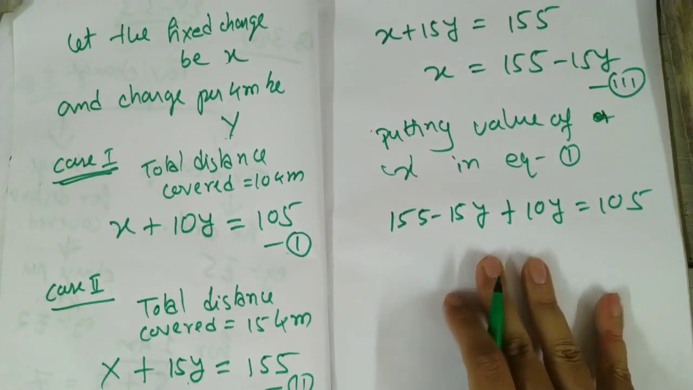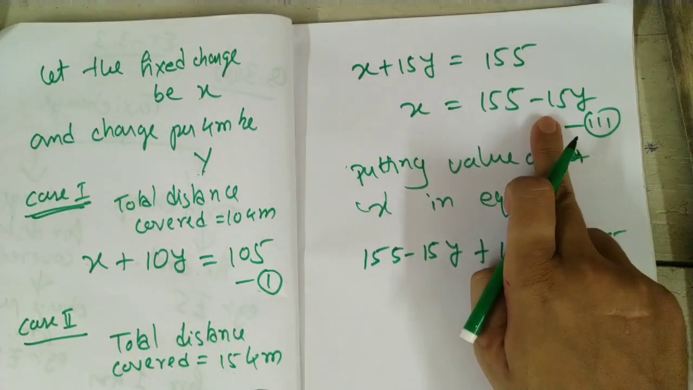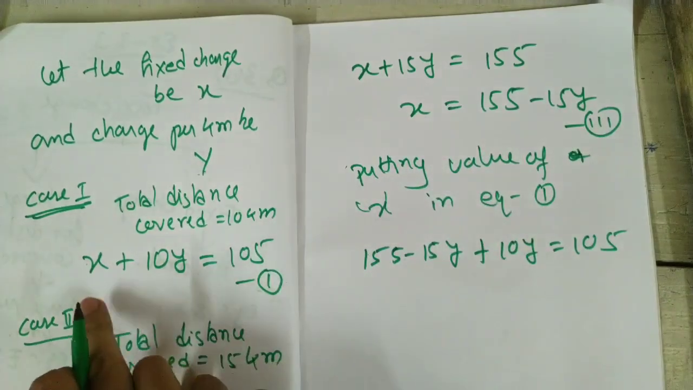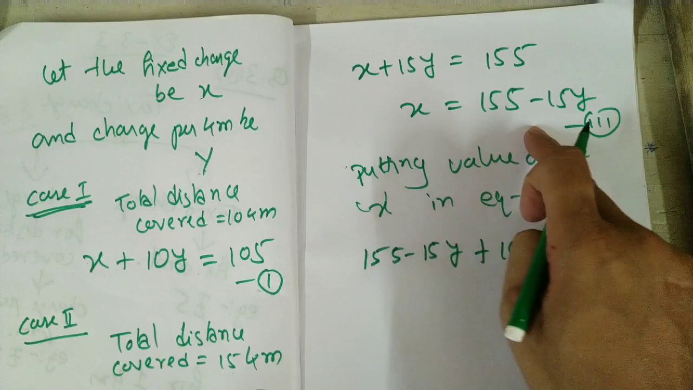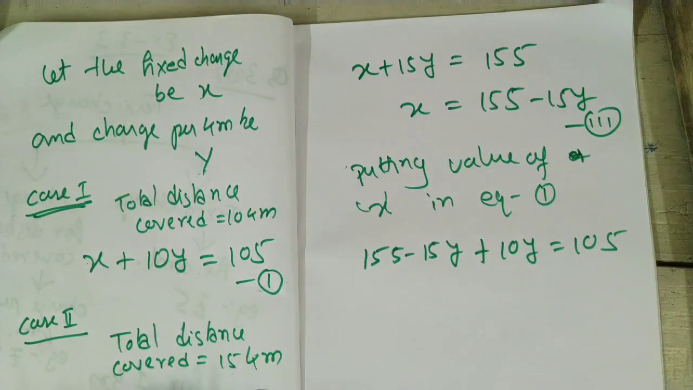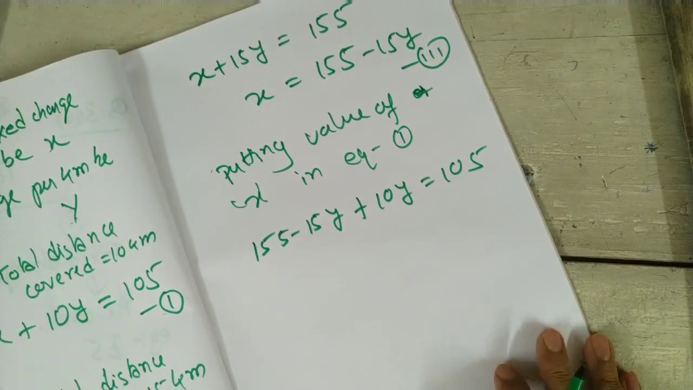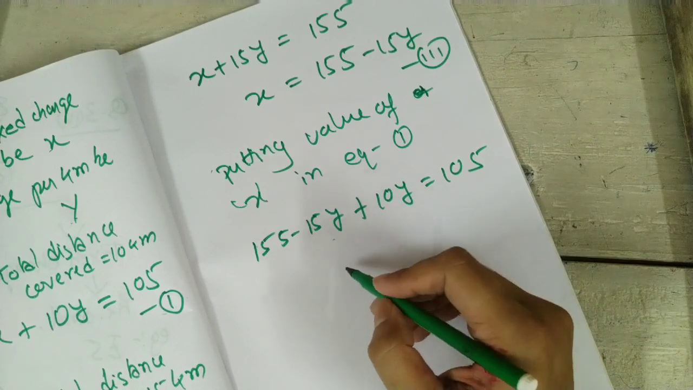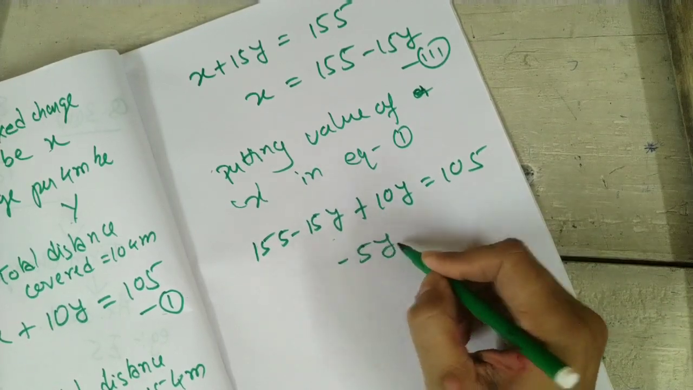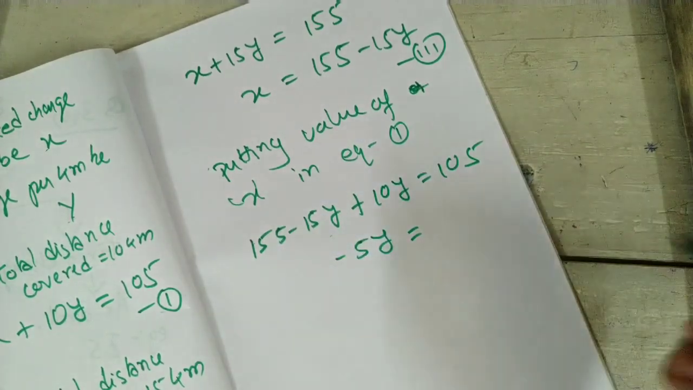So see here, in place of x we have to put the value of x. In place of this x we have to put the value of x, that is 155 minus 15y. So we are going to get 155 minus 15y plus 10y equal to 105. Now minus 15y plus 10y will be minus 5y, and this 155 will go to the right hand side.